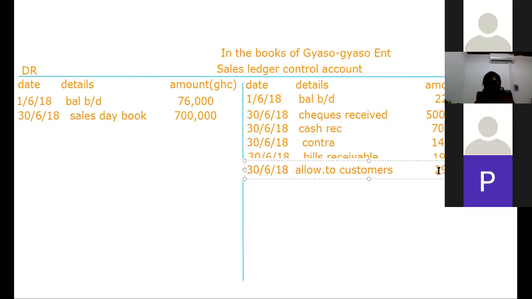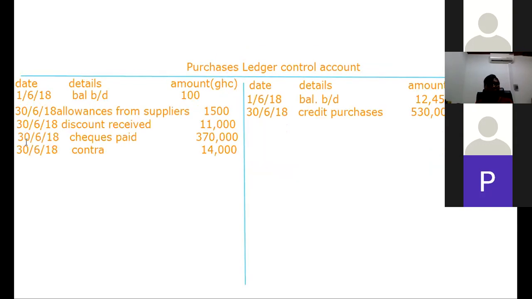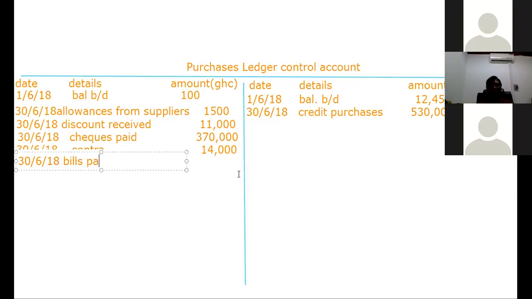Bills payable. Debit side of the purchase ledger control account. Madam, purchase. Bills what? Payable. How much? 90,000. This is a net check. So where will it be?